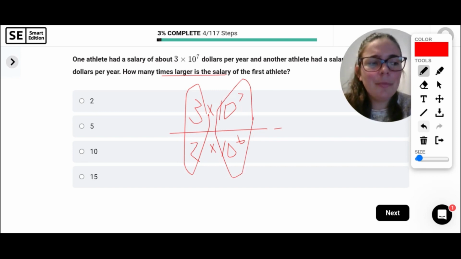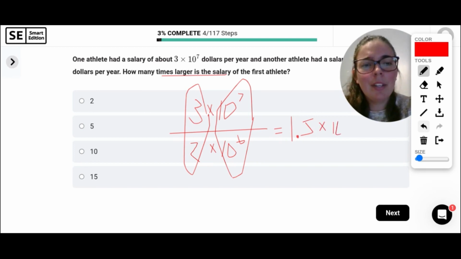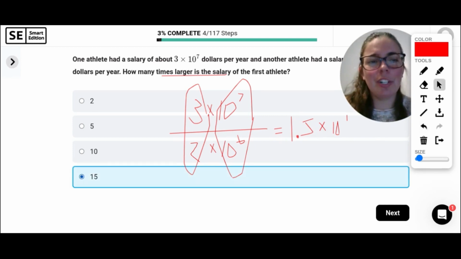3 over 2 is just 1.5. And then 10 to the 7th divided by 10 to the 6th. So same base of 10, 7 minus 6 is 1. So this is just 1.5 times 10, which would be 15. So 15 times greater would be your solution.